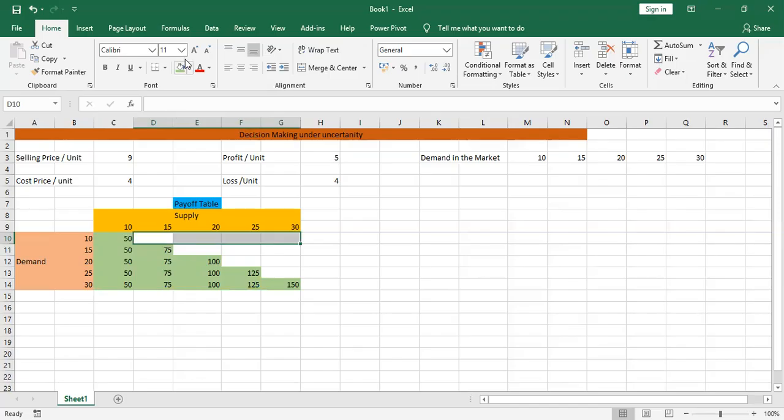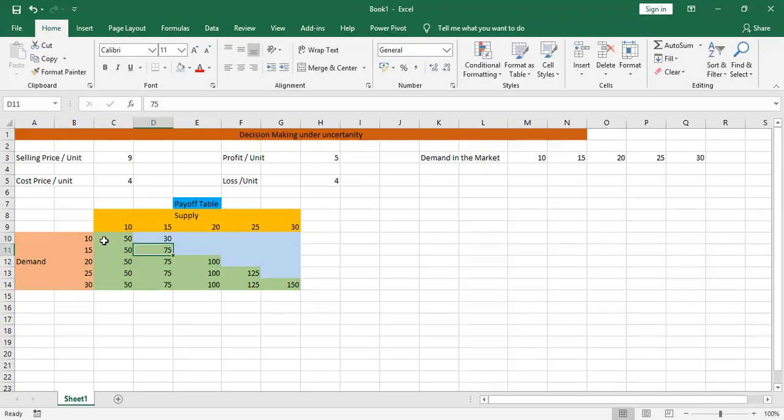Right, in this case the demand is less than supply. That means I will get some loss. How much loss? On the 10 units I got a profit of 50, but in this case I have an additional 5 units which are not sold, so I got a 20 rupee loss. So 50 minus 20 is what? 30.